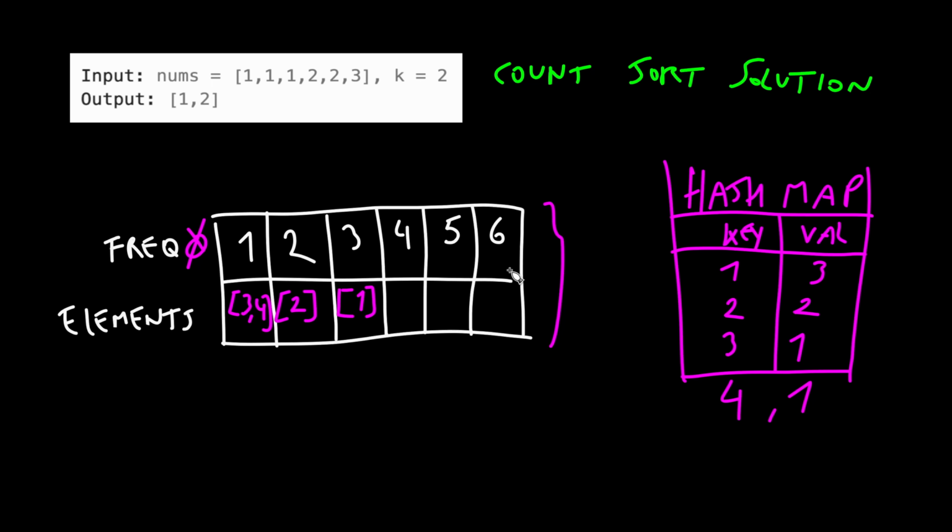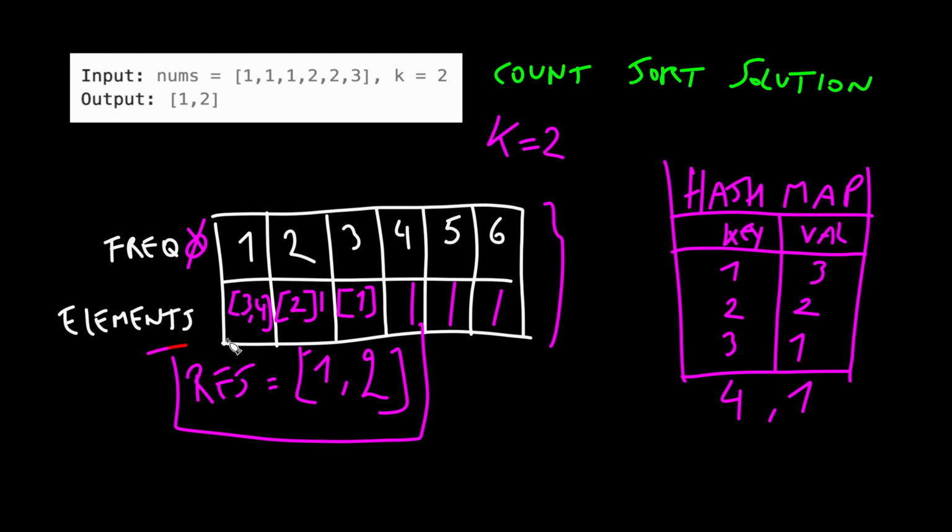At the end, once we have filled this frequency array, we want to start a loop that starts at the end. We're going to have a result list where we're going to append the actual result elements. So we want k equals to 2. In this case, we're going to start here. Are there any elements? Here, no. Any here, no. Not here. We reached the first most frequent element, which is 1. So we're going to add 1 here. And we still need one more because k equals to 2. We're going to go to the next one. We pick all the elements here. In this case, it's only 2. And we add it to our result. And at the end, we are going to have our result array.